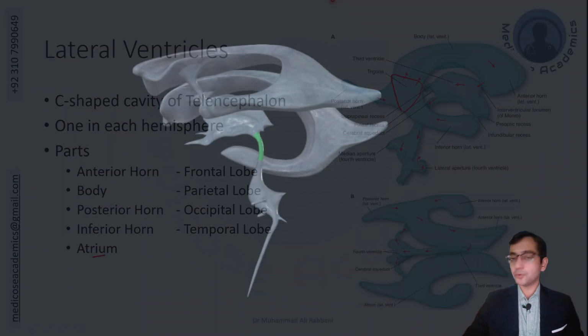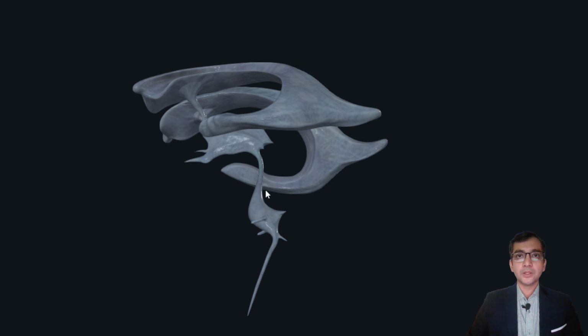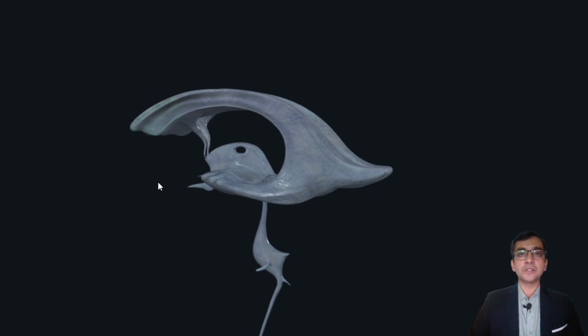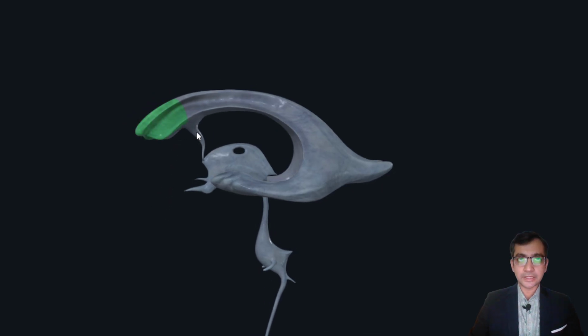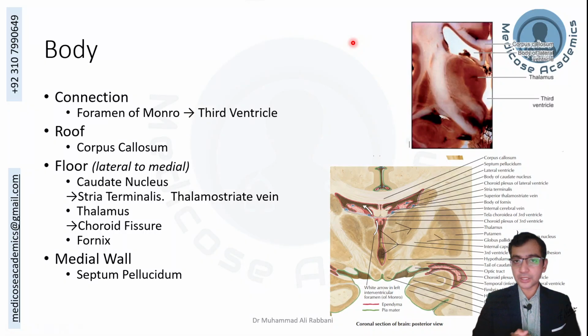So let me reinforce this on the model. You can see here, this is the lateral ventricle. This is the anterior horn. It's just anterior to the interventricular foramen, then the body. Then this is the atrium part, the trigone part, the posterior horn, and the inferior horn. We will be going through them one by one and see what structures are making up each of these parts.